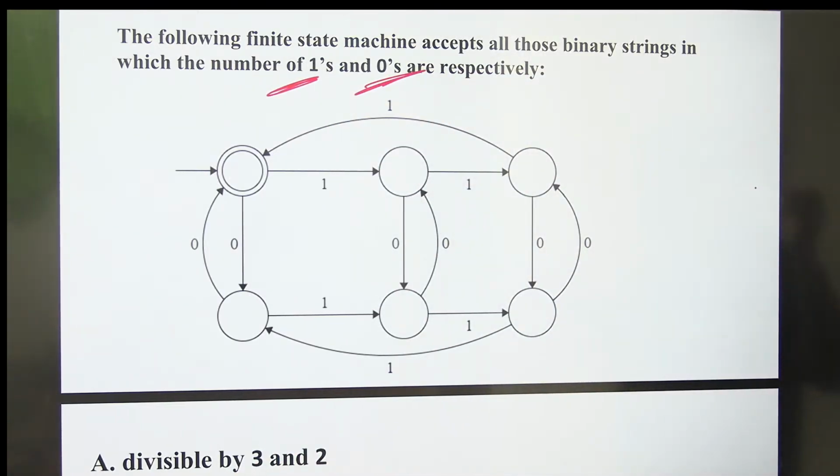So can you check the first option? Ones divisible by 3, zeros divisible by 2. If I give 0 ones, accepted. If I give 3 ones, accepted. 6 ones, accepted, and so on. Can you help me now? What about this? 1 0 1 1, 1 0 1 0 1 1. 1 0 1 1, but zeros are divisible by 2. 1 0 0 1 1. Exactly. I think option A.